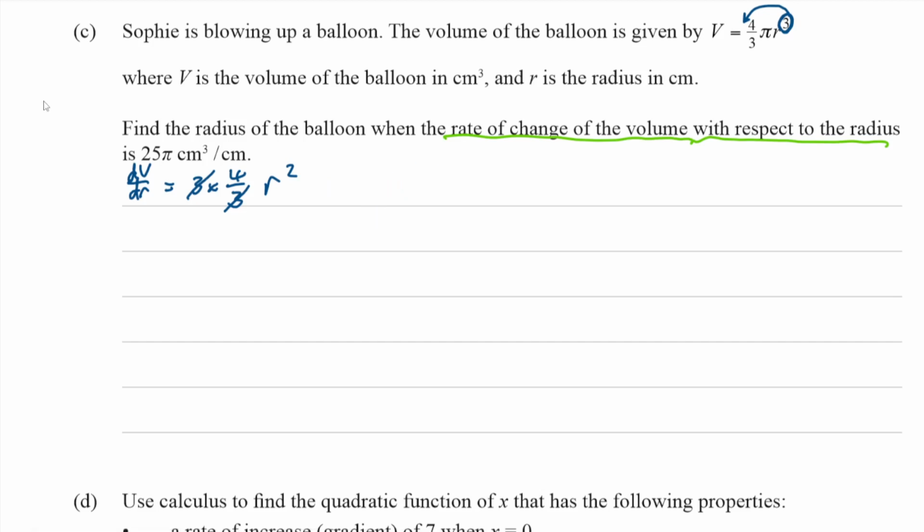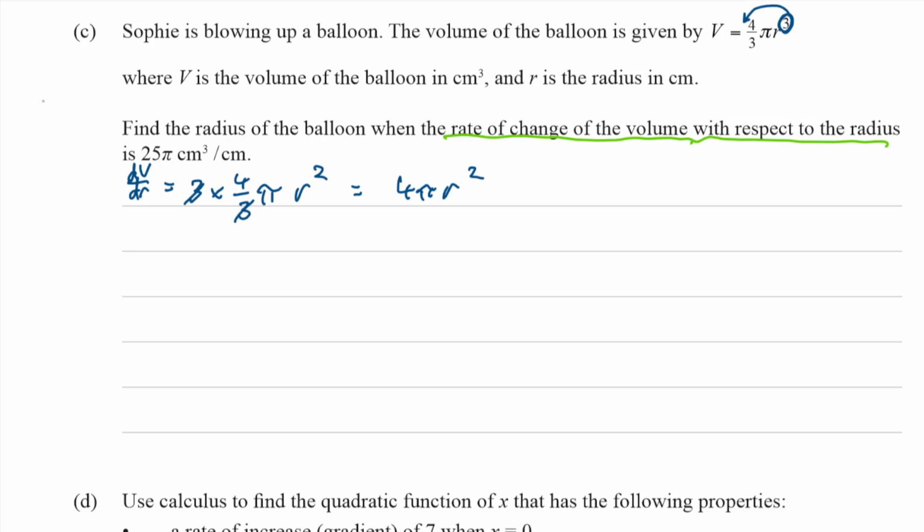So take 2. The 3 multiplies out the front, 4/3 pi, and we subtract 1 from the power 2. Simplifying that, 3 divided by 3 leaves us 4 pi times the radius squared. There we go. So we found the rate of change of volume.